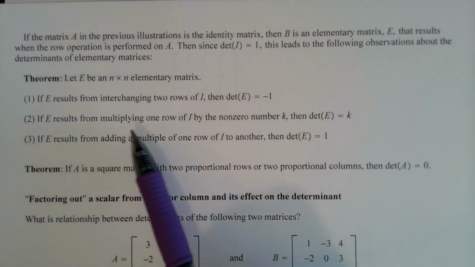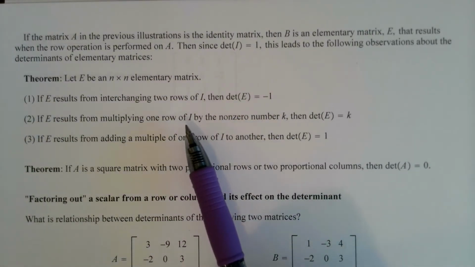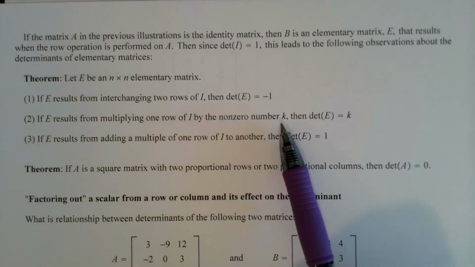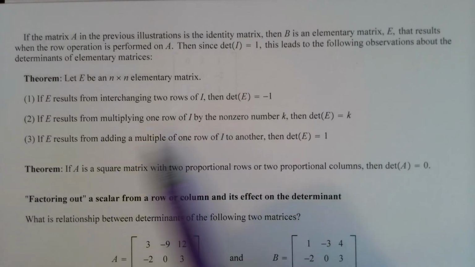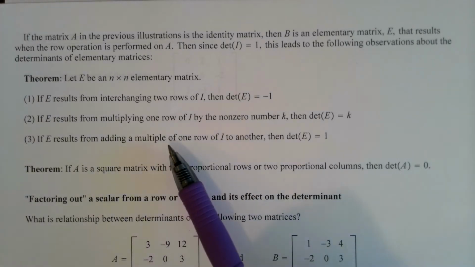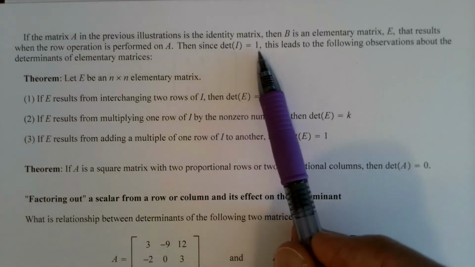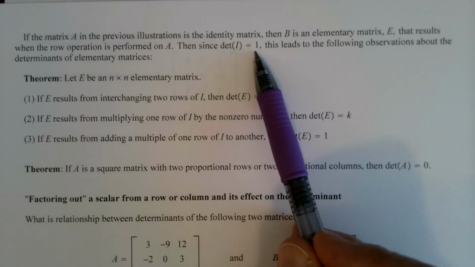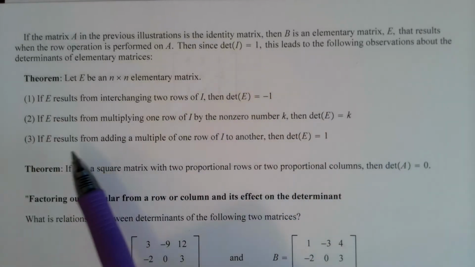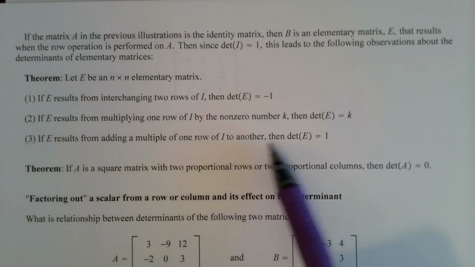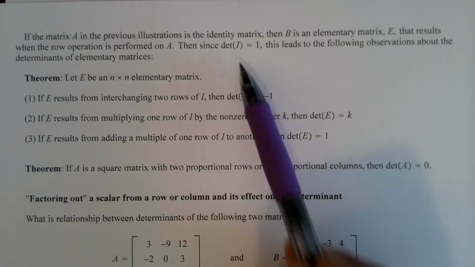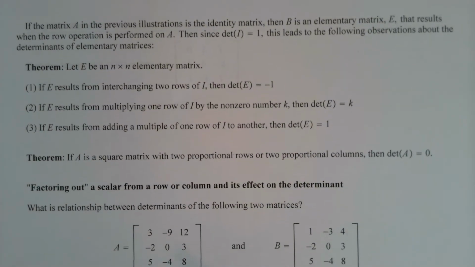If E results from multiplying 1 row of the identity matrix by the non-zero number K, then the determinant of E is equal to K. And that's because, remember, we just showed that if I multiply any row by K, it's going to be K times the determinant of the previous matrix, the one we obtained it from. K times 1, of course, is K. And if E results from adding a multiple of one row of the identity matrix to another, then the determinant of E is, of course, 1, because the determinant is unaffected.